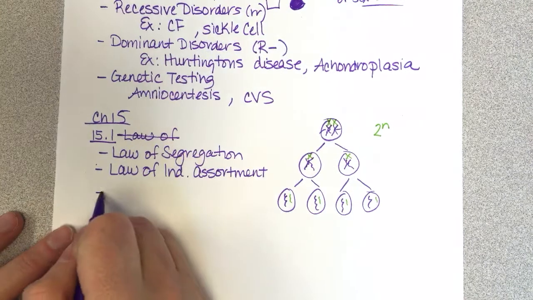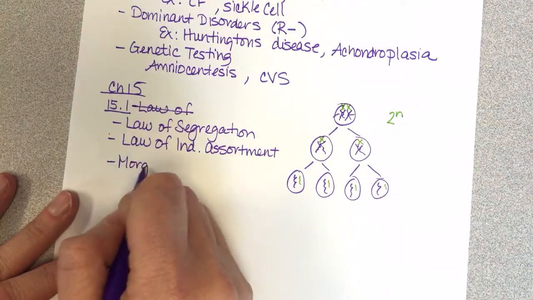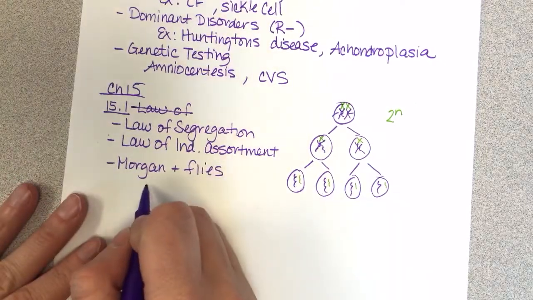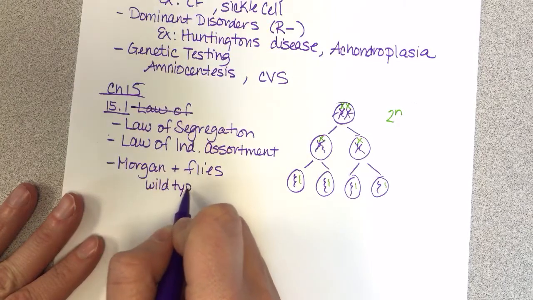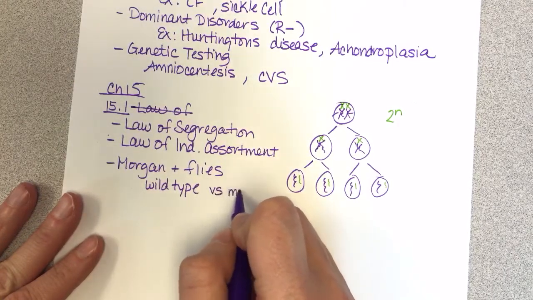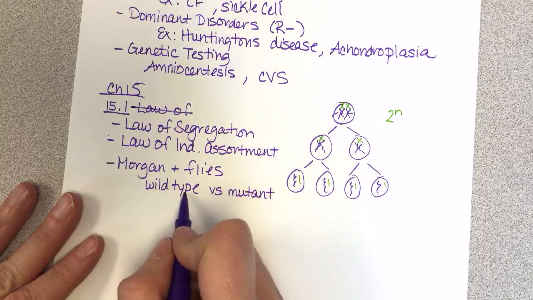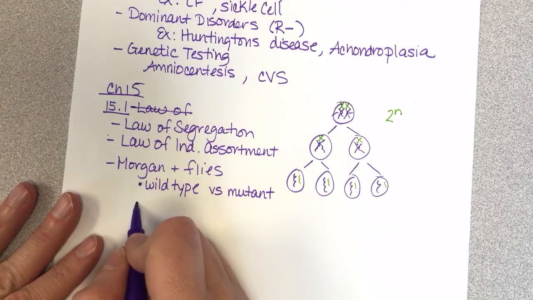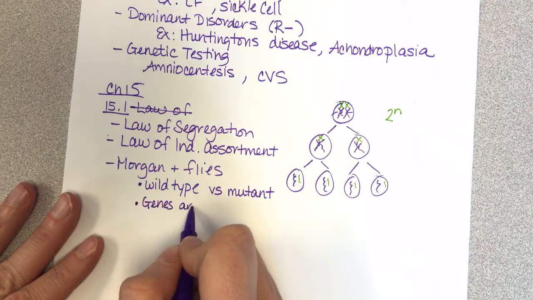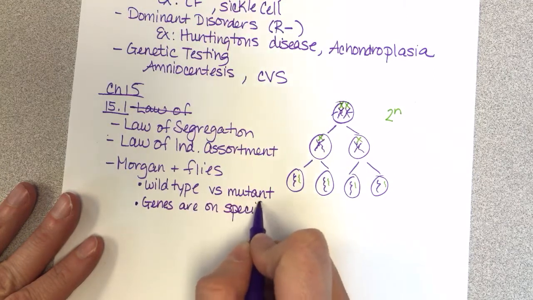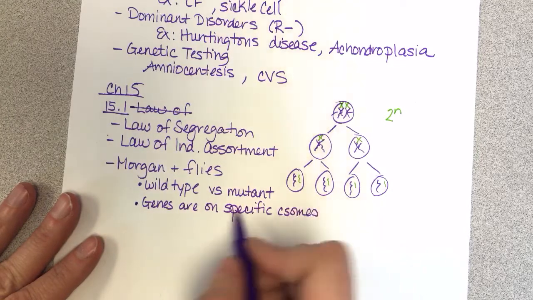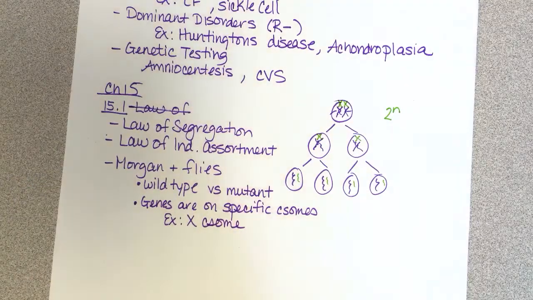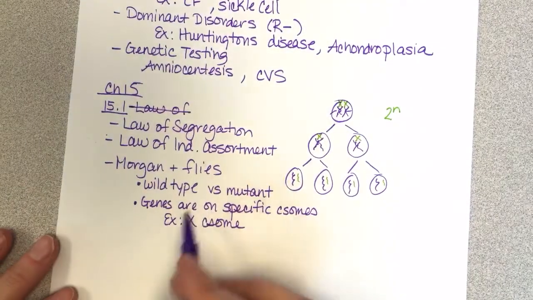Then I started introducing to you the scientist Morgan and his flies. And so what about Morgan and his flies? So talked about how he labeled them differently, wild type versus mutant. Wild type, remember, is the most common, and a mutant is a mutation of that wild type. And he came up with that genes are on specific chromosomes. So, for example, on the X chromosome. So review that and review Morgan and so on in 15.1.